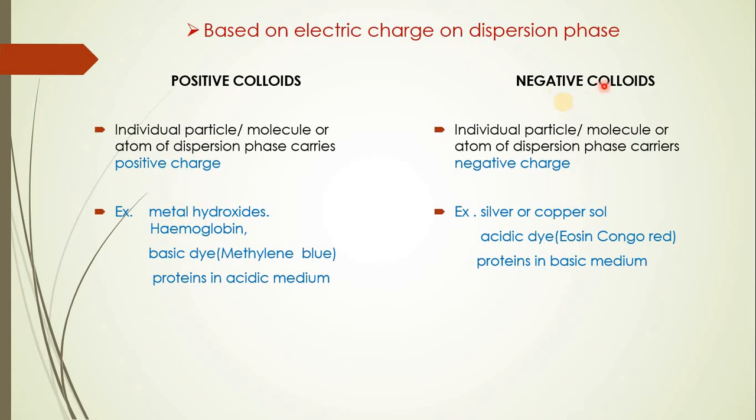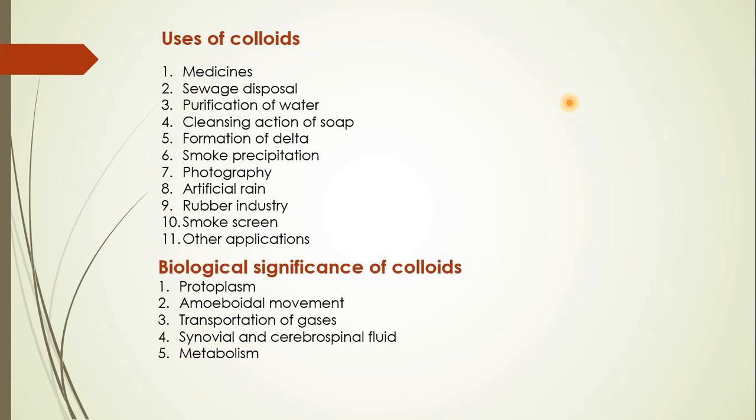In the same manner, the best examples of negative colloids are silver or copper sols and the acidic dyes which we use in the lab, like eosin and Congo red. And the proteins which are seen in soluble condition, if the medium is basic, give rise to negative colloids. With this we have completed the classification of colloidal solutions. Now we shall come to the next aspect of colloids and understand the uses of colloids.